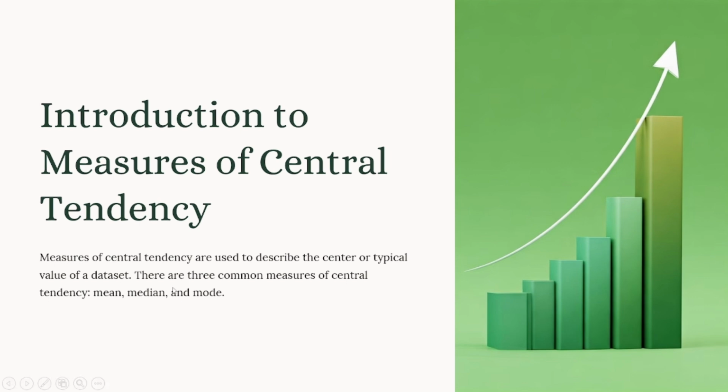So the definition of measure of central tendency is that it is used to describe the center or typical value of a data set. There are three common measures of central tendency: mean, median and mode. We have data sets and you want to understand how your data is distributed across the distribution. So you can check mean, median and mode.